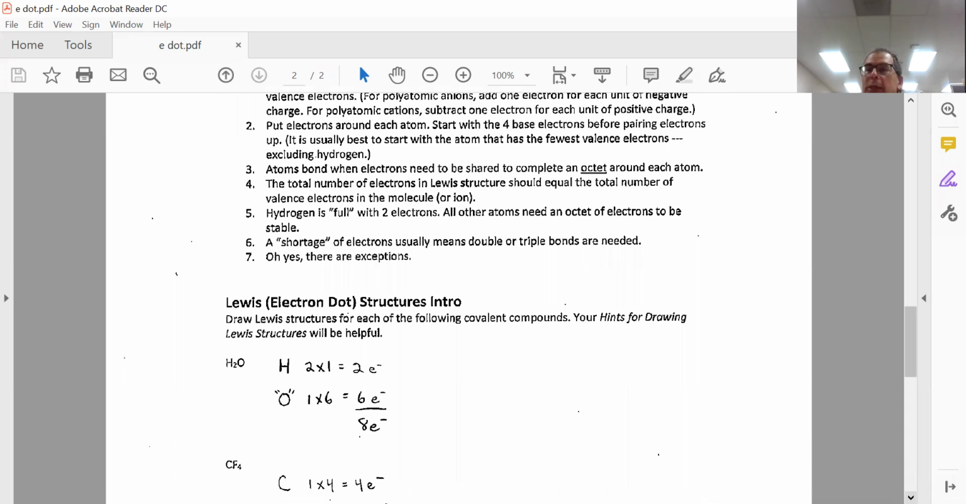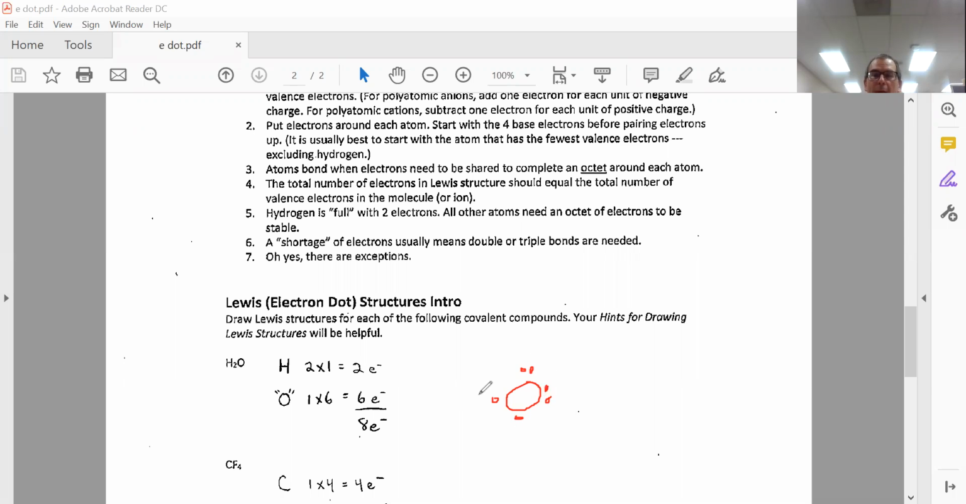All right, so we get to that. And the next thing says, put electrons around each atom. Start with the 4 base electrons before pairing up. It's best to start with the atom with the fewest electrons, so the atom closest to the middle of the table, excluding hydrogen. Hydrogen always goes last or on the ends. So I'm going to start with oxygen. Oxygen has 6 valence electrons, and I'm going to do 1 and 2. I'm going to do another one, and 3 and 4, and then I start pairing up. So I go 1, 2, 3, 4, then start pairing up, 5 and 6.